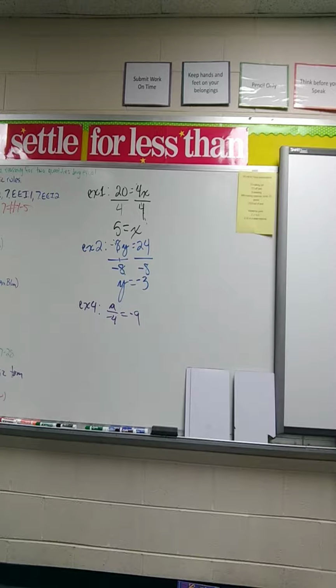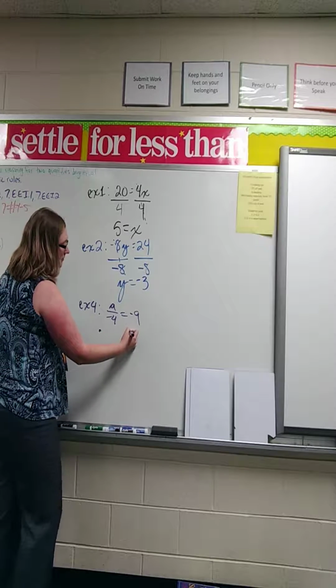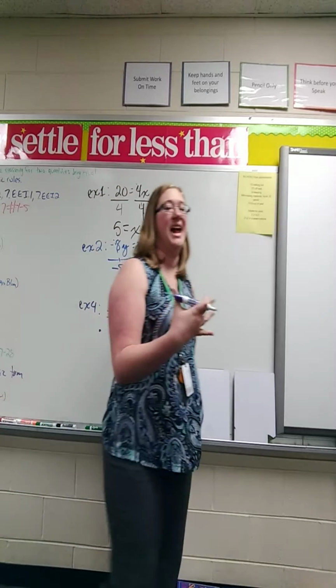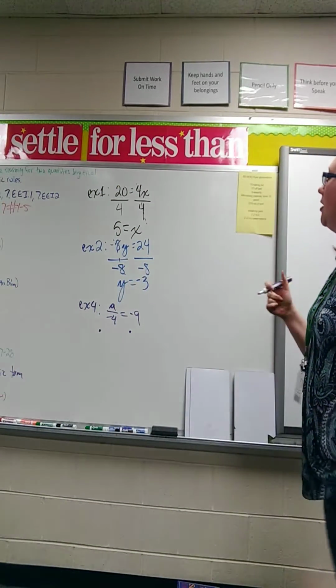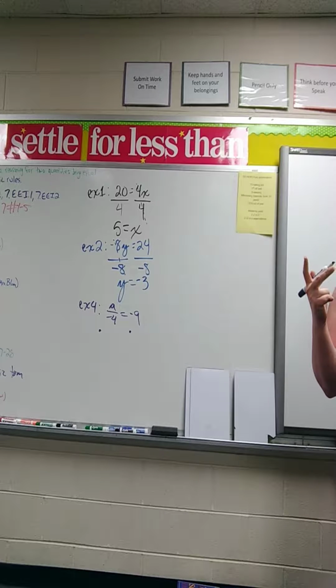I multiply. So I'm going to multiply on both sides of my equal sign. What am I going to multiply by? My options are A, -4, or -9. I'm hearing a couple -4s. My back group over there, what do you think? -4, -9. -9. You think -9? Yes.